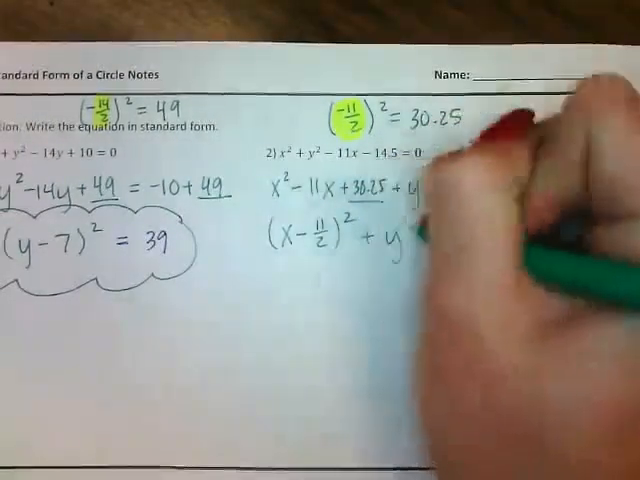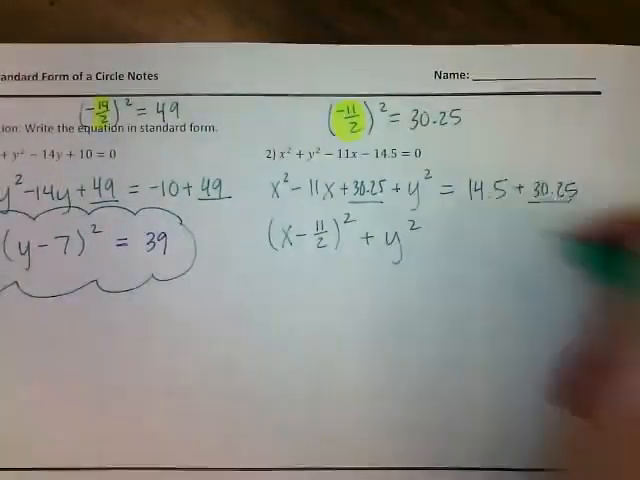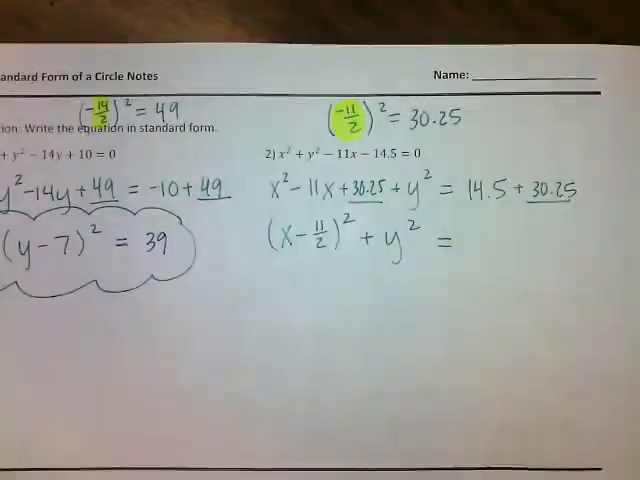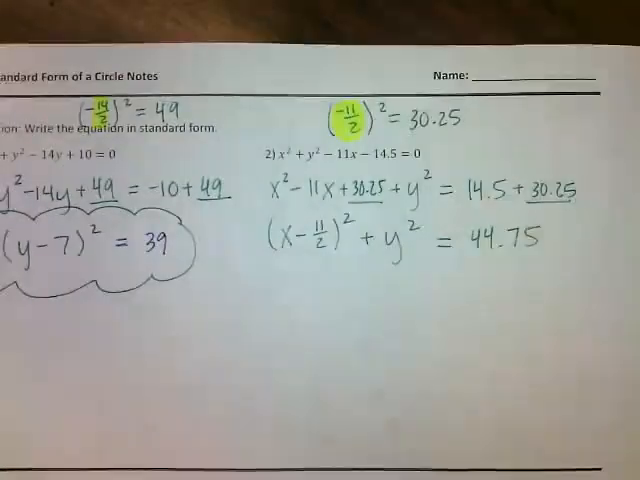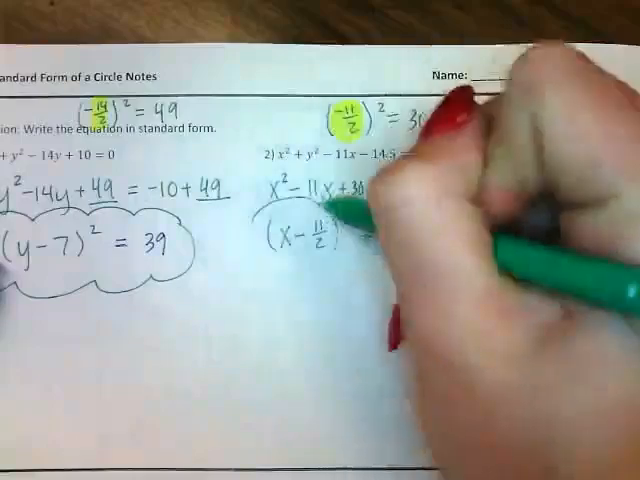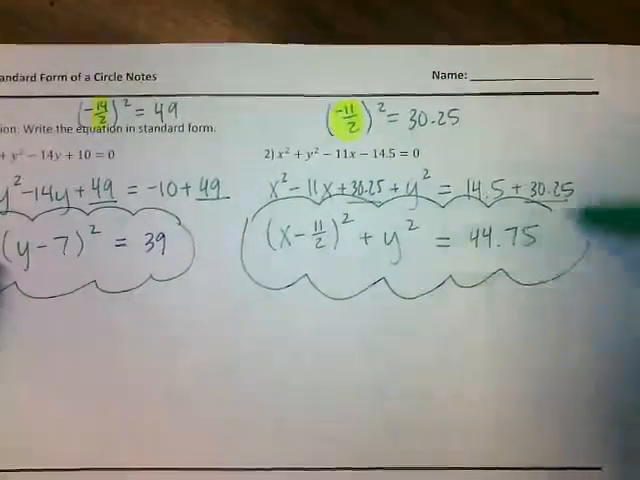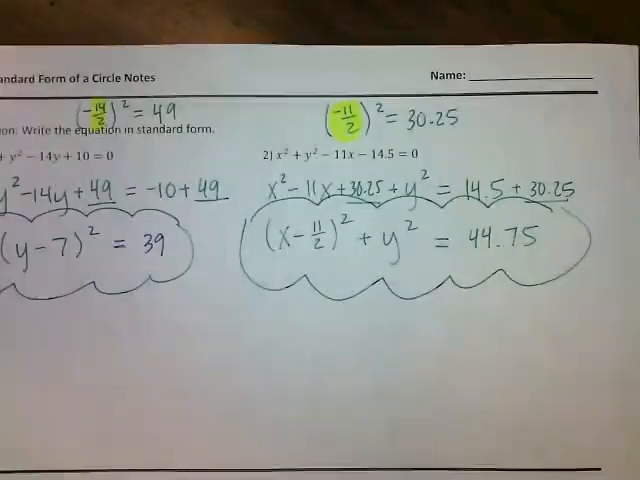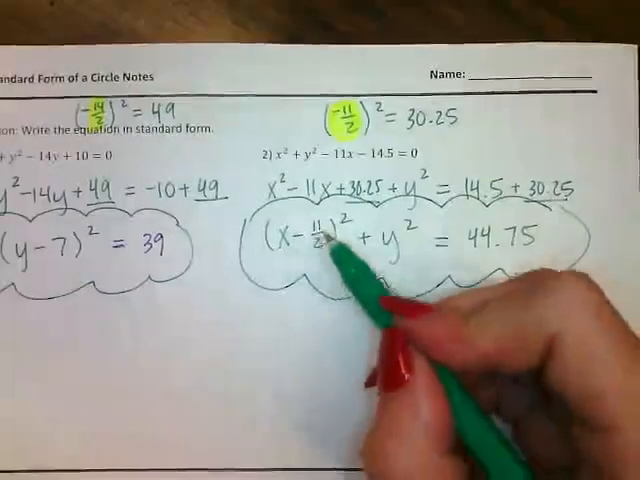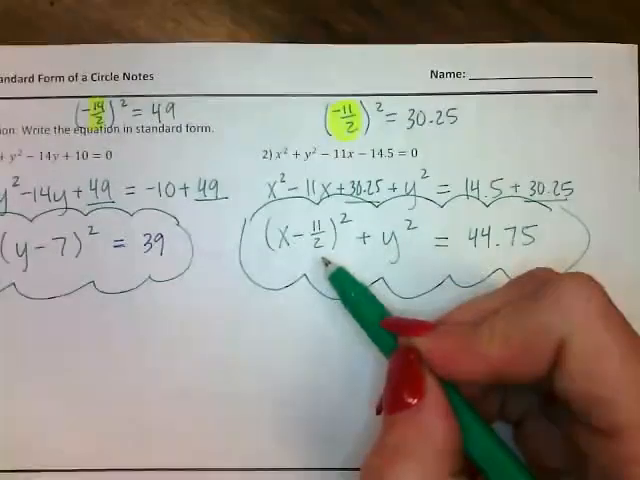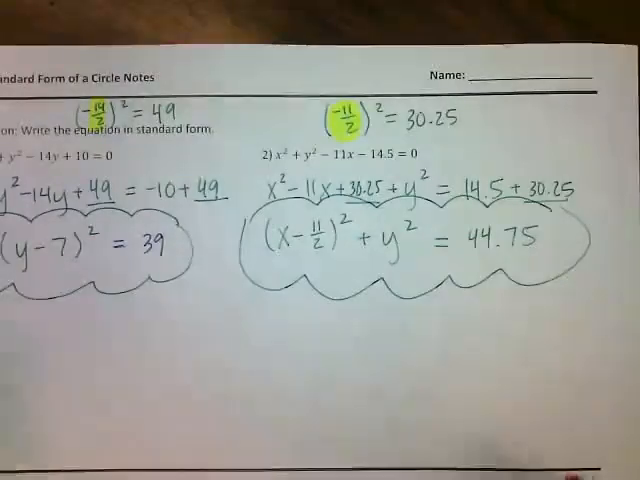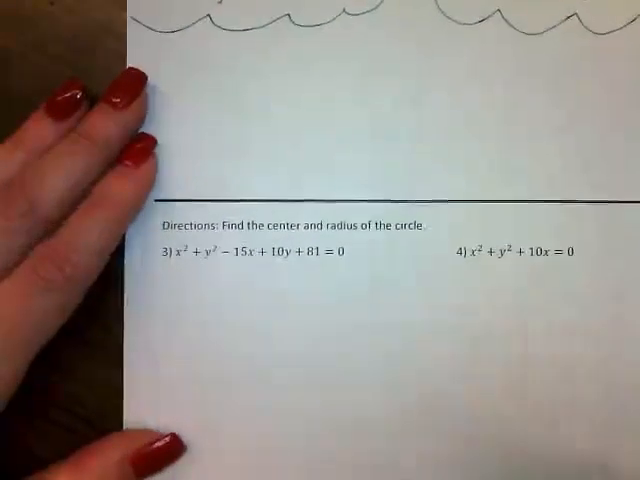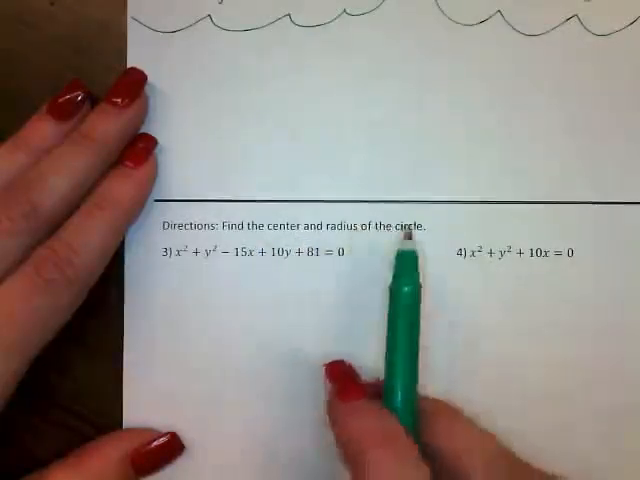Then we have the y squared all by itself, and we can simplify the other side, giving me 44.75. Okay, we are now done. This is in standard form, so we can move on to the next example. One last thing I will say is that if you wanted to represent this as 5.5, a decimal instead of a fraction, that would be okay as well.